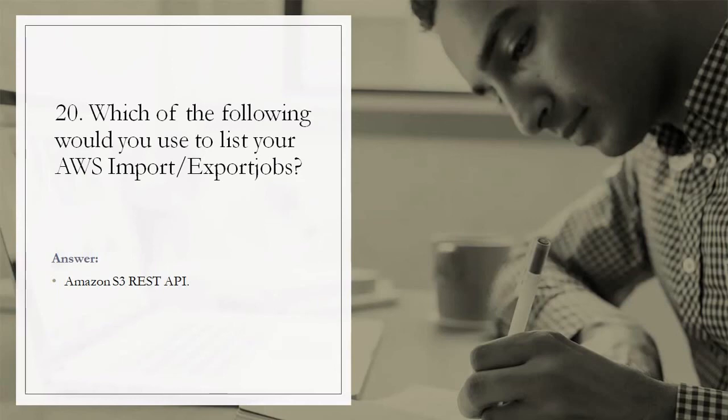Question number 20. Which of the following would you use to list your AWS import or export jobs? Amazon S3 REST API, because you can list AWS import or export jobs with the list command using the command line client or REST API.